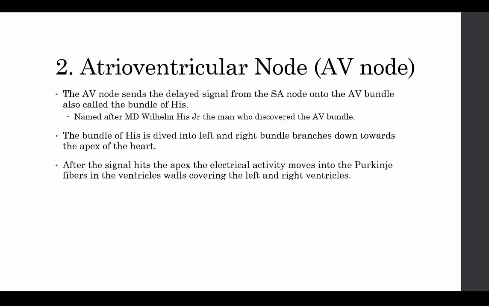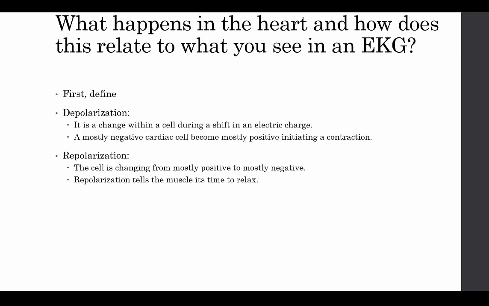The AV node sends the delayed signal from the SA node onto the AV bundle, also called the bundle of His, also called the common bundle. The bundle of His is then divided into left and right bundle branches, which move towards the apex of the heart. They come back up through the ventricle walls, and they go into the Purkinje fibers in the ventricle walls, covering the left and right ventricles. So now let's see what's going on in the heart as we move through the cardiac conduction system.